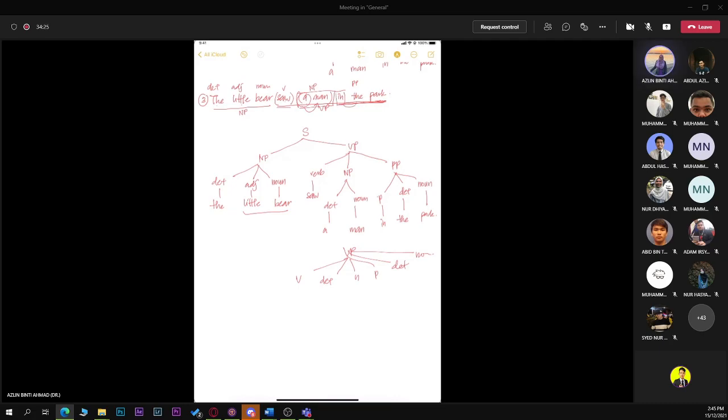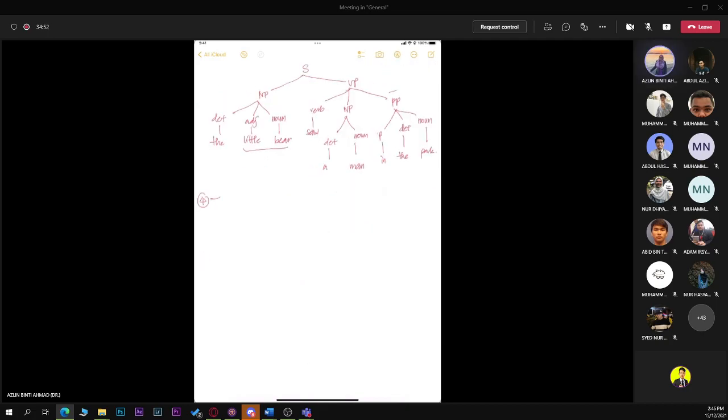Okay, in the park. So dia akan pergi satu-satu sebenarnya tu. In, okay, tengok belakang. The. In the, in the apa? In the park. So ini akan jadi sekali. That's why dia duduk dalam satu branch. Ini NP, another one branch. So, dia dalam branch dia sendirilah. Okay? So, that's how you construct a tree or sentence. Tak susah pun. Senang je benda ni.